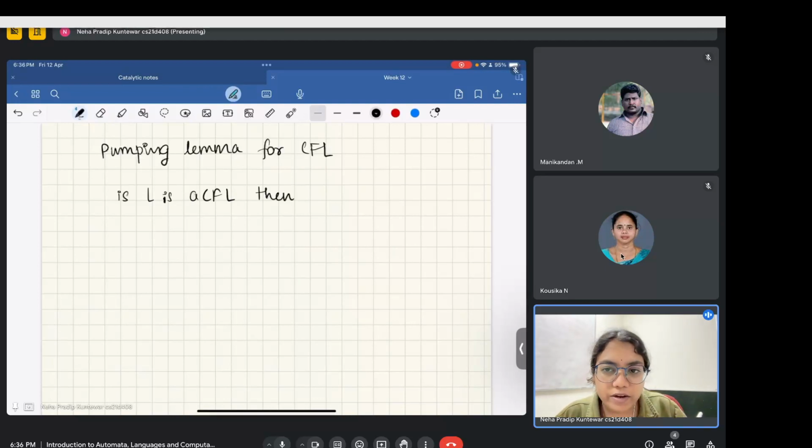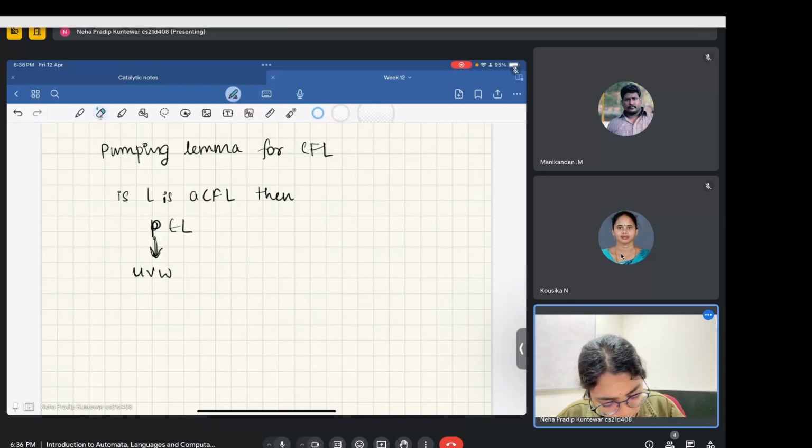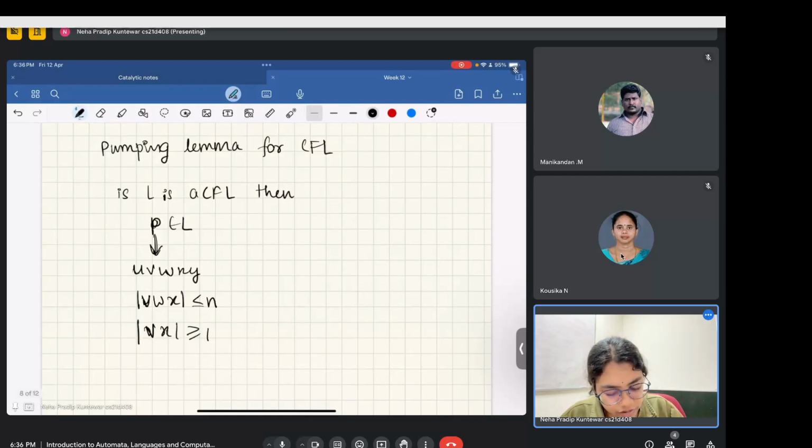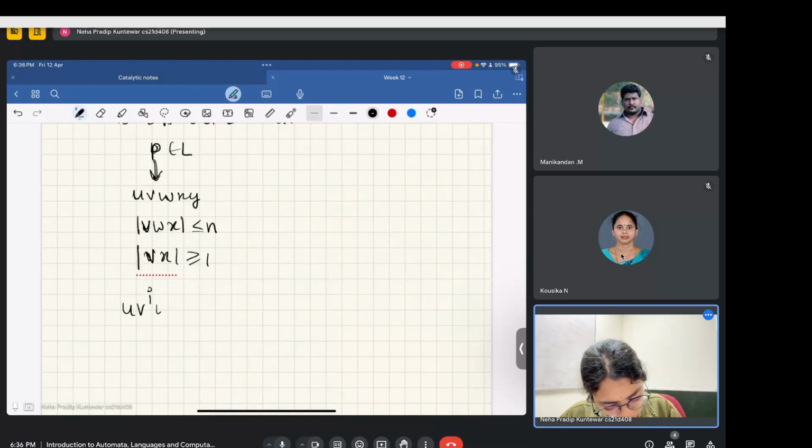no matter what string you take, if a string P is in L, then it can be broken such that you can write this as UVWXY, where length of VWX is at most n, and length of VX is at least 1, and you can pump this as many times as you want, and the resulting string will always be in the language.